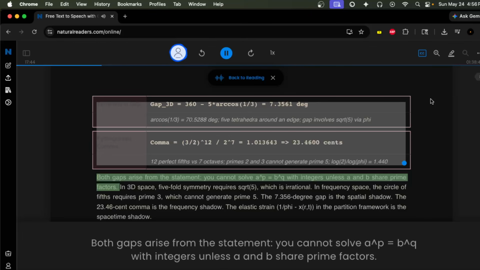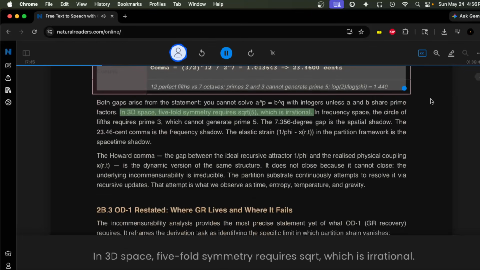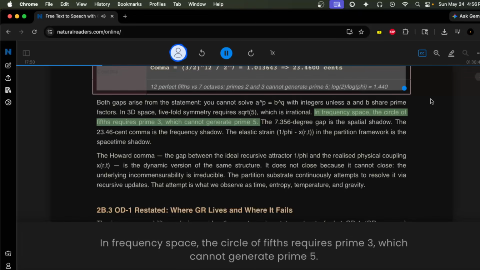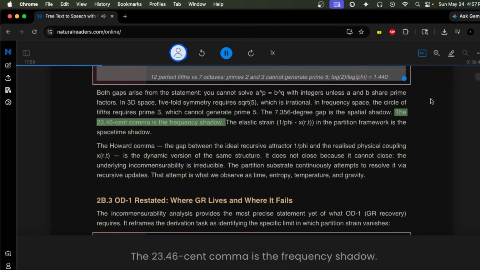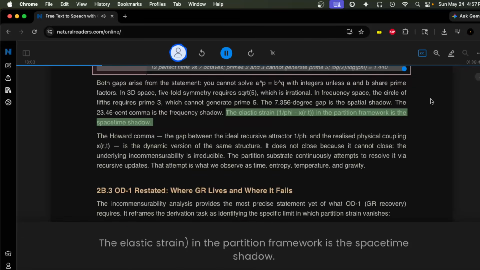In 3D space, 5-fold symmetry requires √5, which is irrational. In frequency space, the circle of fifths requires prime 3, which cannot generate prime 5. The 7.356 degree gap is the spatial shadow. The 23.46 cent comma is the frequency shadow. The elastic strain in the partition framework is the spacetime shadow.